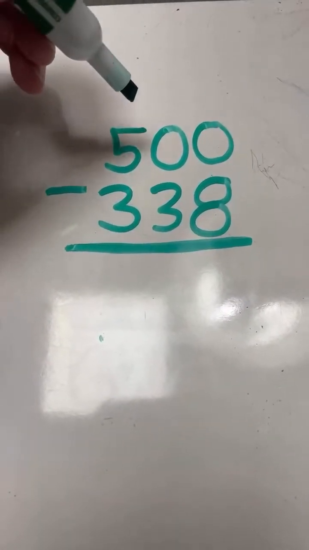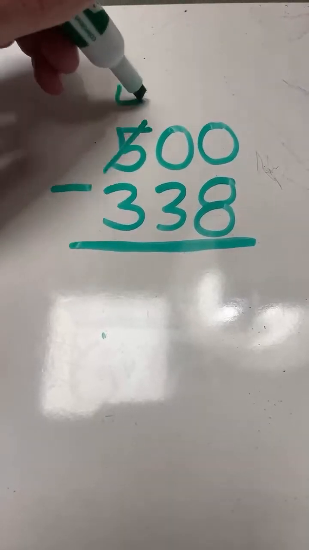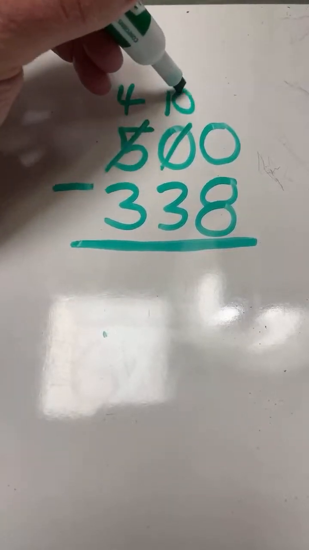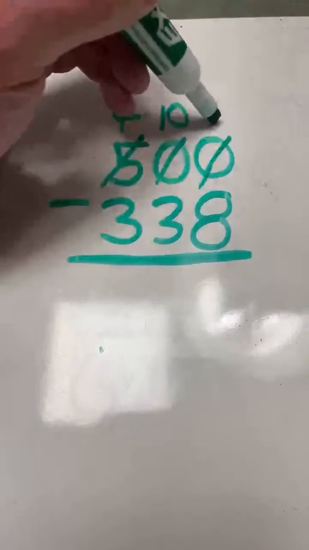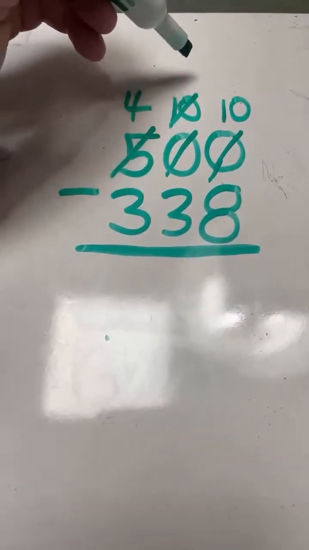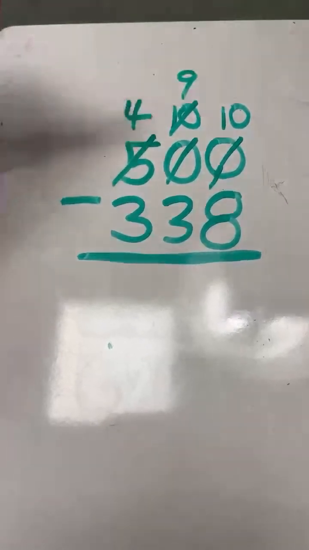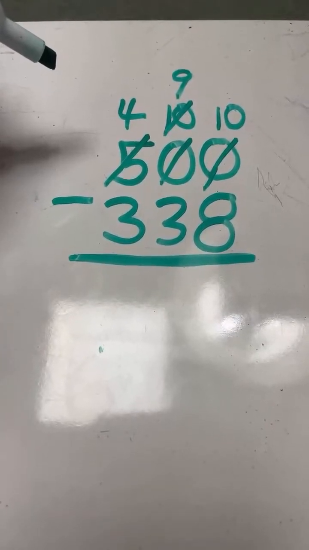So we regroup by adding a 10 and taking away a 1, so 5 in the hundreds place becomes a 4, the 0 becomes a 10, then the 0 in the ones place becomes a 10, and then we have to take away 1 from the tens place, that 10 in the tens place becomes a 9. And now we are ready to subtract.